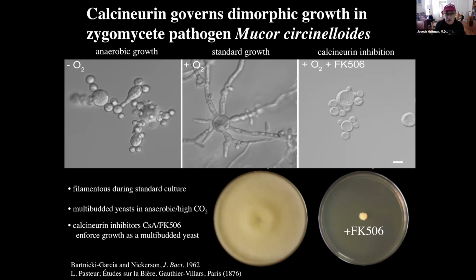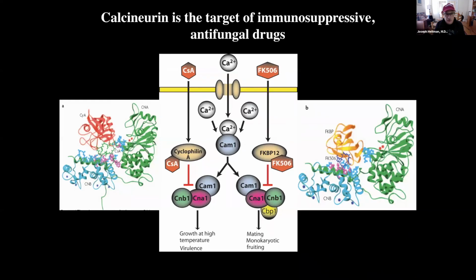So armed with this observation, Cecilia Schertz, as a rotating graduate student, set out to understand how this might operate. So we know a lot about FK506 as a natural product.